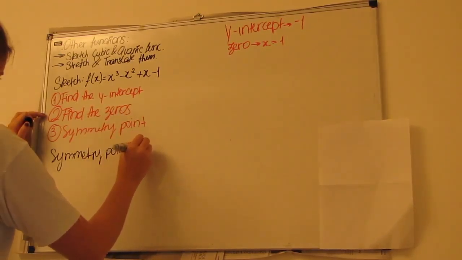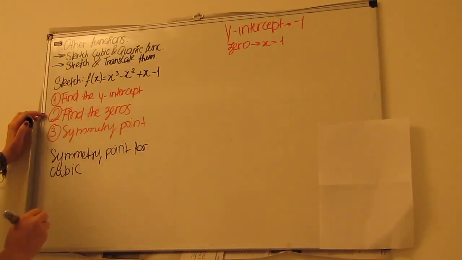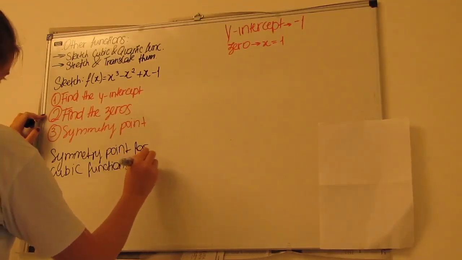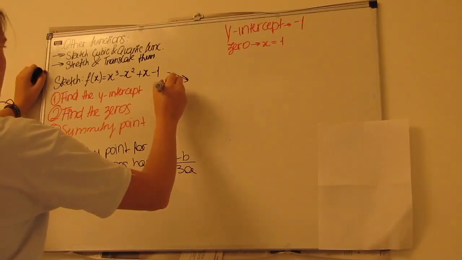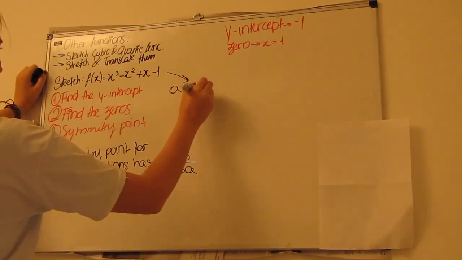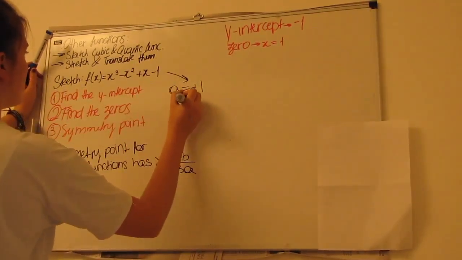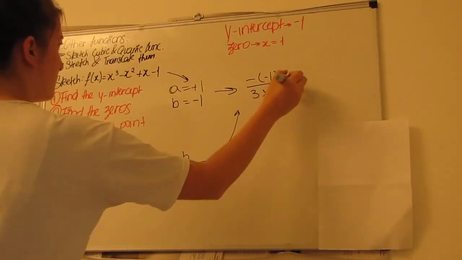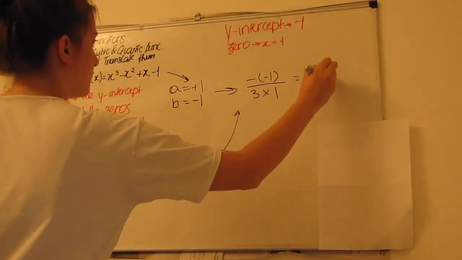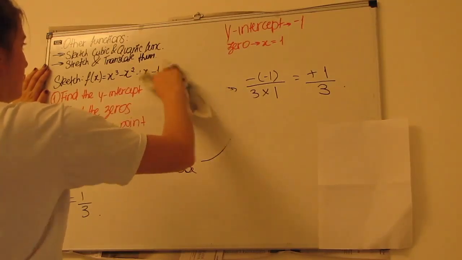I know it's a little hard to understand, but you will understand later when I actually draw it on the graph. So the symmetry point for a cubic function has x as minus b over 3a. We know by looking at our function that a is 1 and b is minus 1, which means x is equal to minus (minus 1) over 3 times 1. We know that our final answer will obviously be 1/3. After all, a negative times a negative is a positive, so it's going to be 1 over 3.